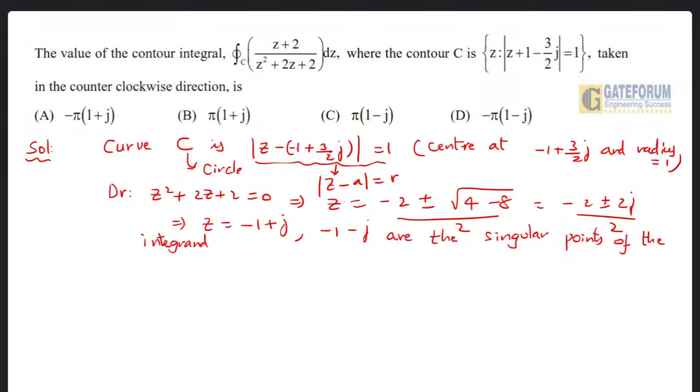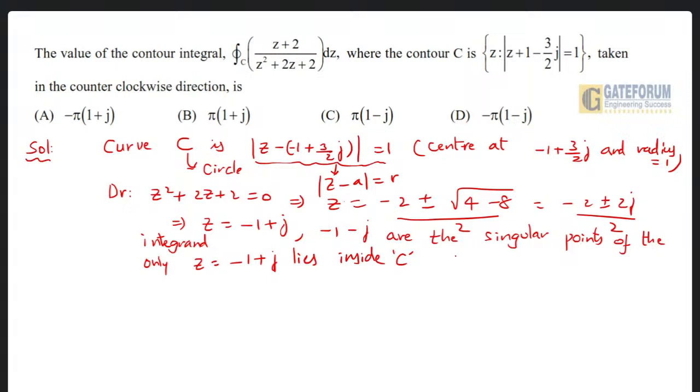Now check whether these points are inside or outside, or at least exactly one point inside. If I put −1 + j in this, j − 3/2 j is −(1/2)j, and the modulus is 1/2, which is less than 1. If I put −1 − j, this is greater than 1. So only z = −1 + j lies inside C. You can draw the circle diagram and locate these points to check whether inside or outside.